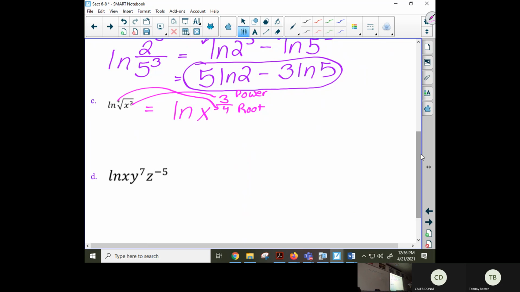And then there's really only one thing we can do still. What would that be? Put the 3/4 into the front, correct? So we would go 3/4 natural log x. And that is your answer. Okay?